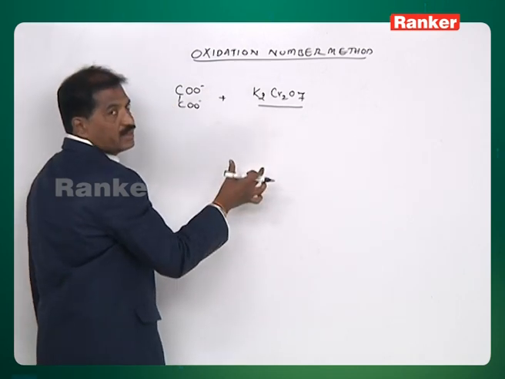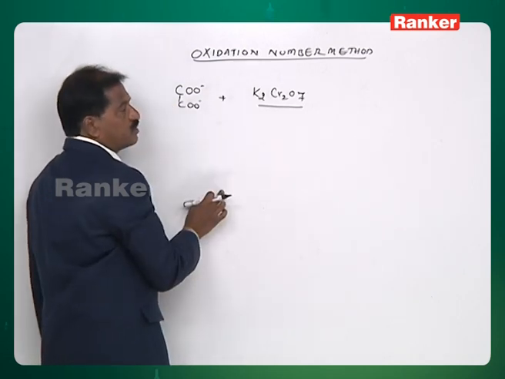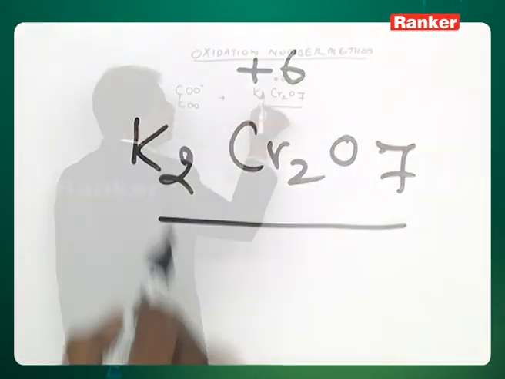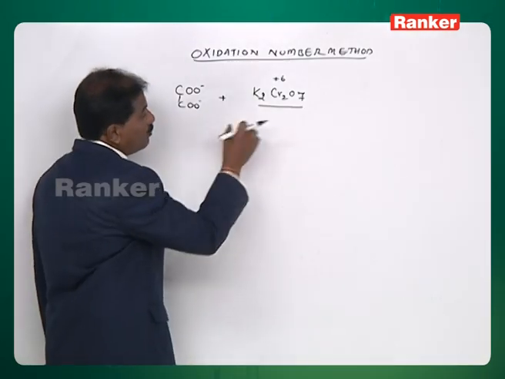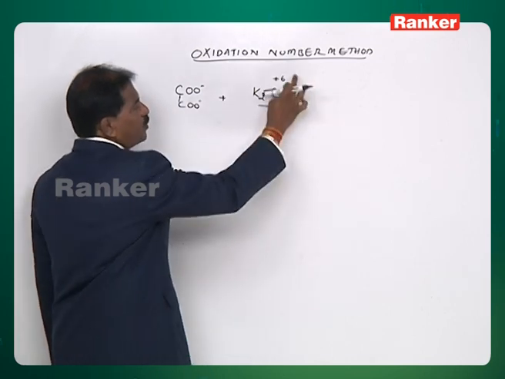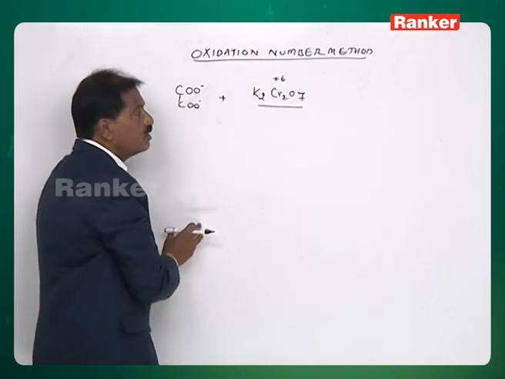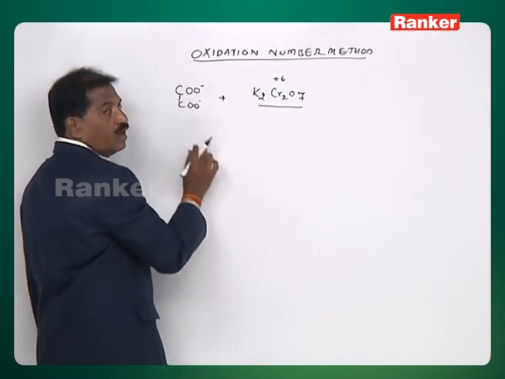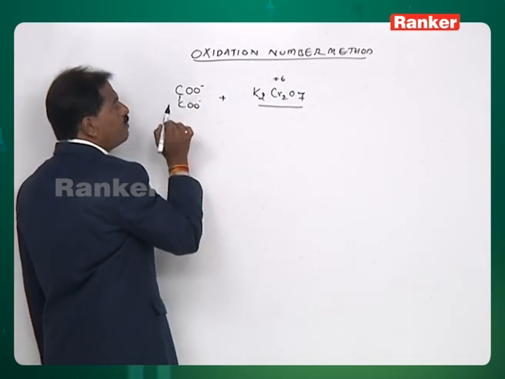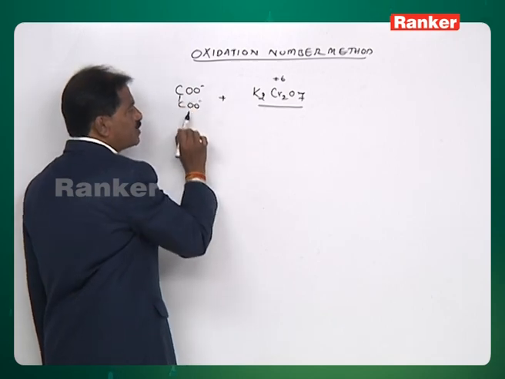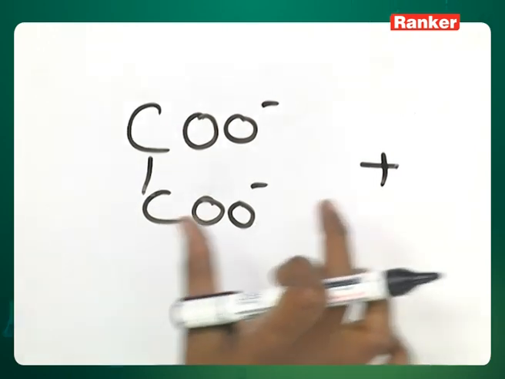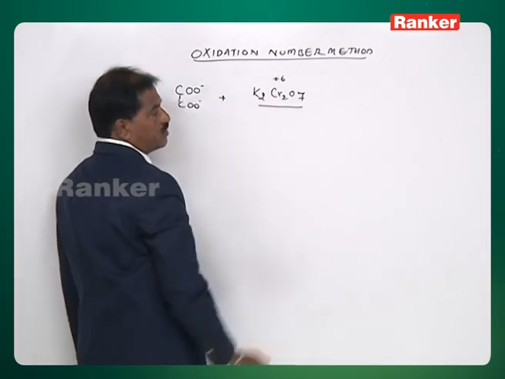This potassium dichromate will always act as the oxidizing agent because the oxidation state of the central atom, that is chromium, is +6. Hence, chromium will always gain the electrons. Hence, potassium dichromate will always act as the oxidizing agent. Next, this oxalate or oxalic acid will always act as the electron supplier or reducing agent. This will act as the reducing agent. This will act as the oxidizing agent.